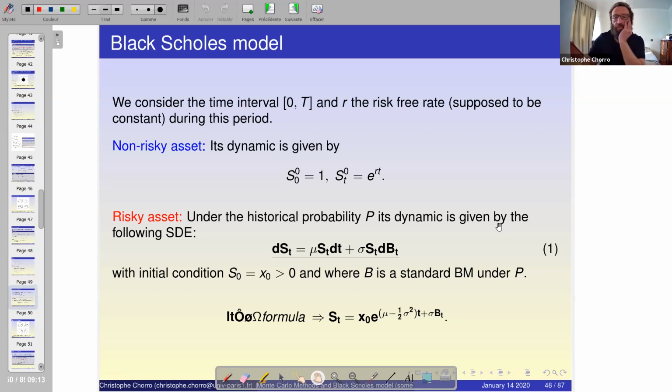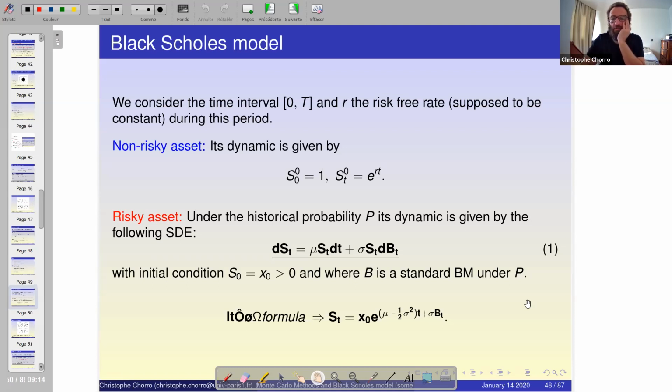I suppose that I have a risk-free rate that is constant and continuously compounded in this situation here. You have one risky asset related to this risk-free rate, which I suppose equal to 1 at time 0 and exp(rt) at time t. And I suppose a single risky asset here, and that under the historical probability P, this risky asset is the solution of the Black-Scholes stochastic differential equation, with an initial condition that is strictly positive, and where B is a standard Brownian motion under the historical probability P.